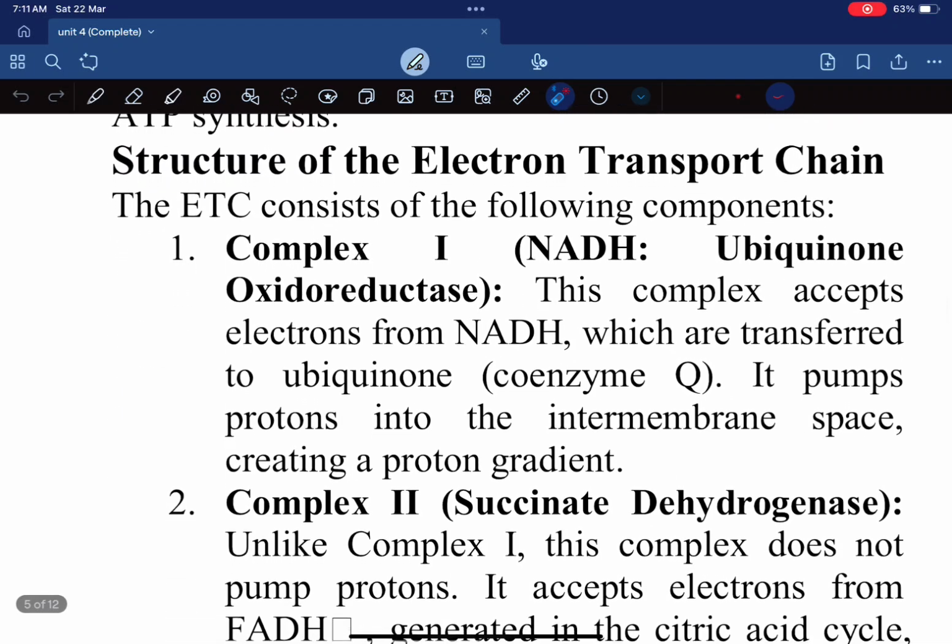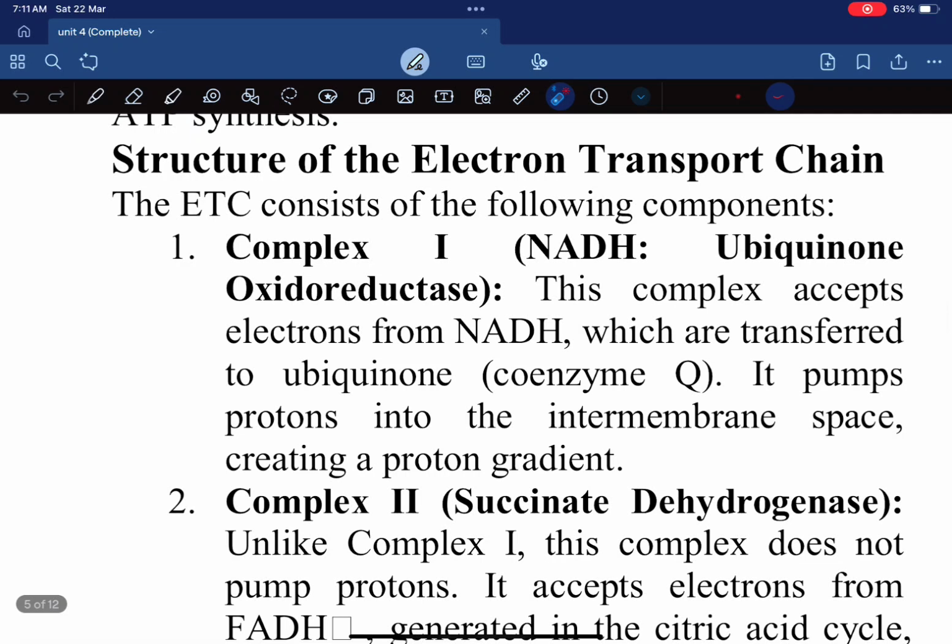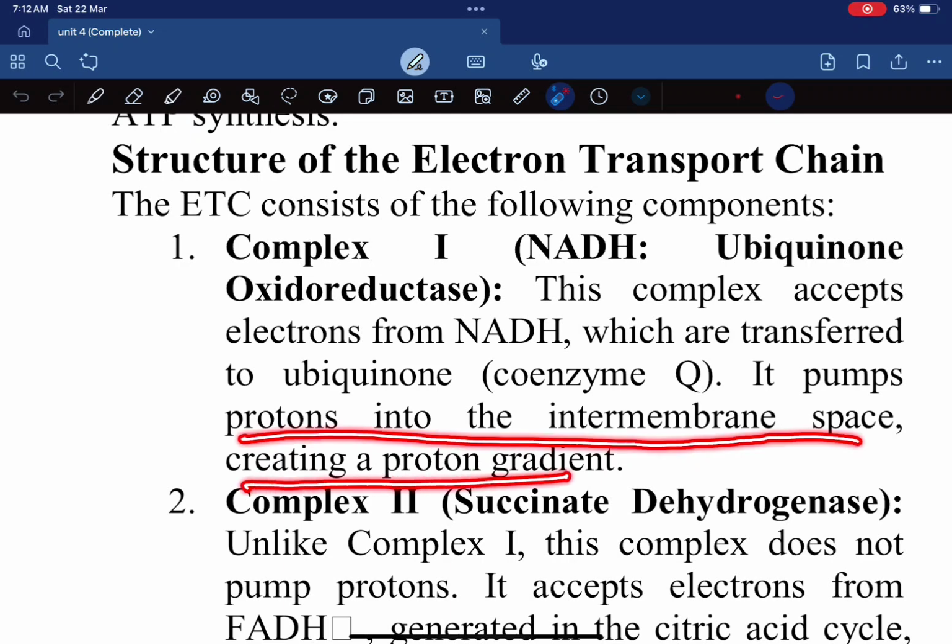Structure of the electron transport chain. The ETC consists of the following components. First, complex 1, NADH ubiquinone oxidoreductase. This complex accepts the electrons from NADH, which are transferred to ubiquinone, coenzyme Q. It pumps protons into the intermembrane space, creating a proton gradient.